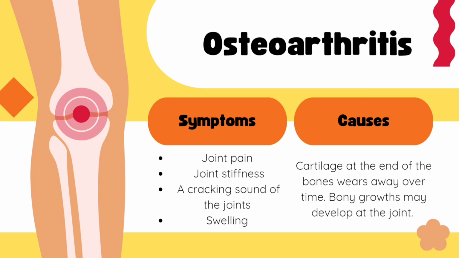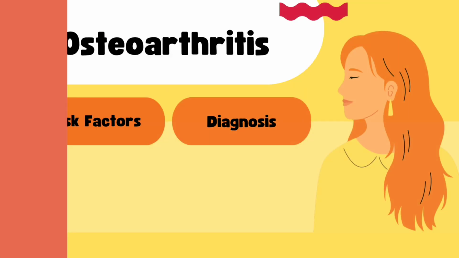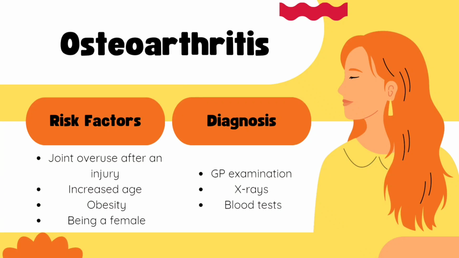Osteoarthritis has different symptoms that include joint pain, joint stiffness, a cracking sound of the joint, or sometimes a severe swelling on the large joints. If we look at the causes, then cartilage at the end of the bones wears away over time and bony growth may develop at the joint, which is quite visible once the patient has gone for an X-ray. Because of the swelling, the people are not able to walk properly.